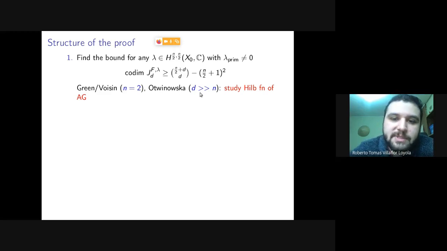And as you see, Otwinowska was forced to obtain this result, this more or less asymptotic result, because of the difficulty to prove this for any d. I mean, in my opinion, trying to prove this for any d and any hypersurface is a very challenging problem in commutative algebra regarding these Hilbert functions of Artinian Gorenstein rings. And probably it's not true.